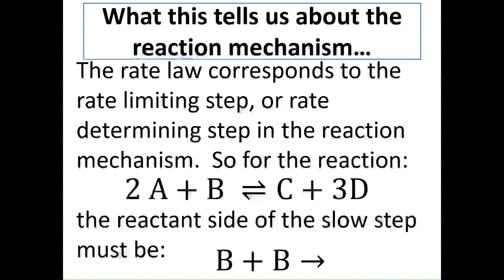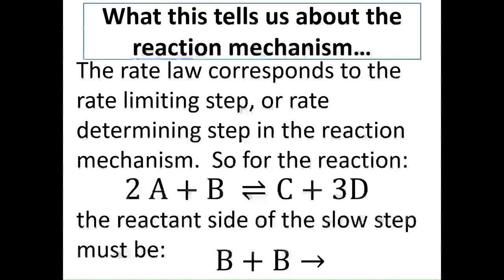Okay, so what does that tell us about the reaction mechanism? It tells us that the left side, the reactant side of the slow step, is B plus B. And that would be like 2B, right? So we don't know anything about the right side of the slow step. We don't know about any of the other steps.